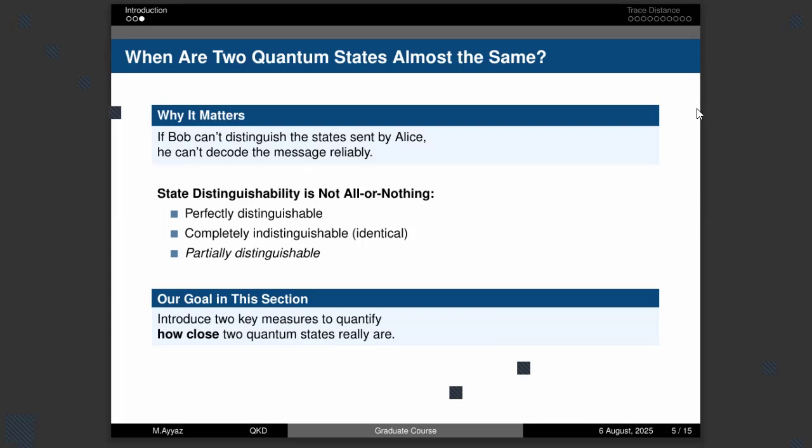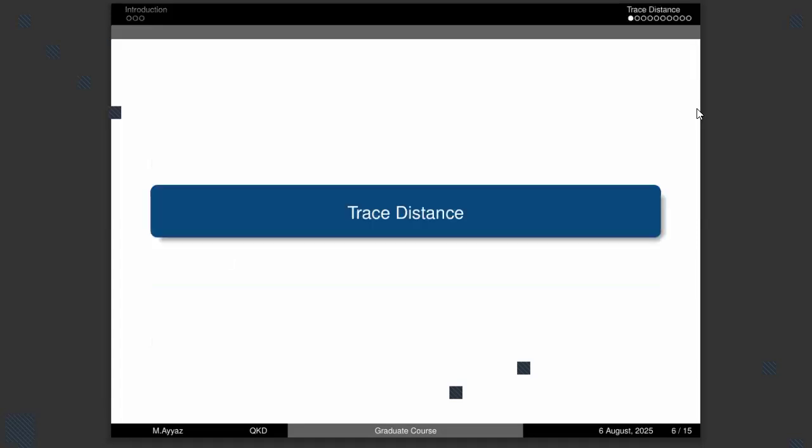And we also want to quantify the ignorance of Eve. Through this, we can evaluate the protocol of the quantum communication that we are using to distribute the key. So in today's lecture, I will discuss one of the tools to distinguish two quantum states, and the tool that we are going to discuss is called the trace distance. So let's start with the trace distance.